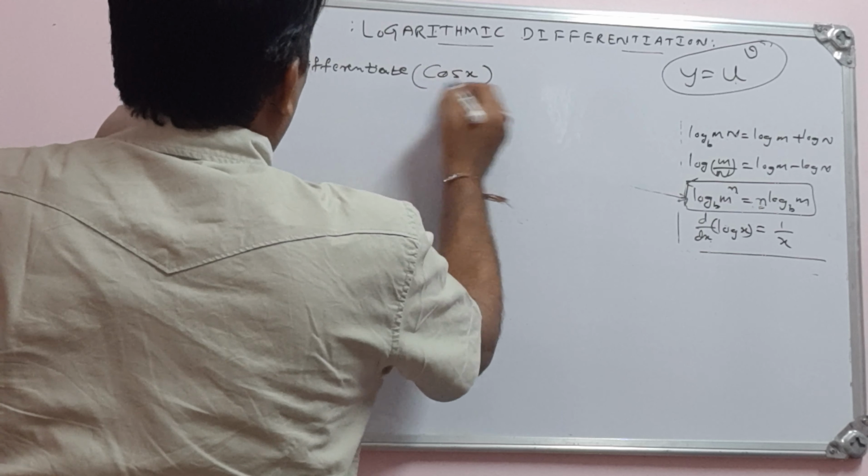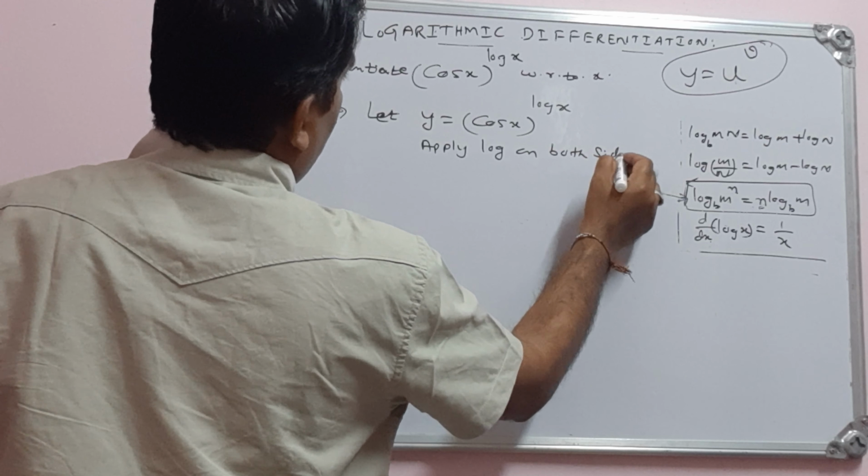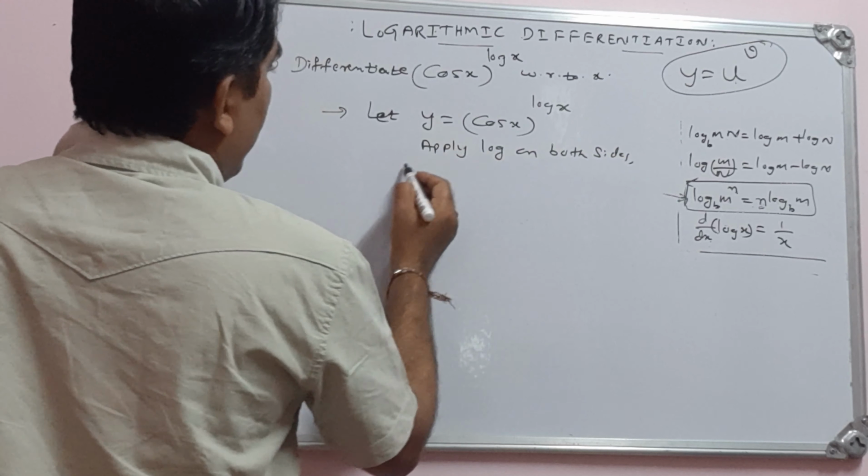So take log on both sides, as usual. So log y is equal to log of cos x all to the power of log x. Then see once again, log of m to the power of n, so this log x becomes the coefficient, into log of cos x. We'll write it as it is. This is log y. Now we shall differentiate both sides with respect to x.